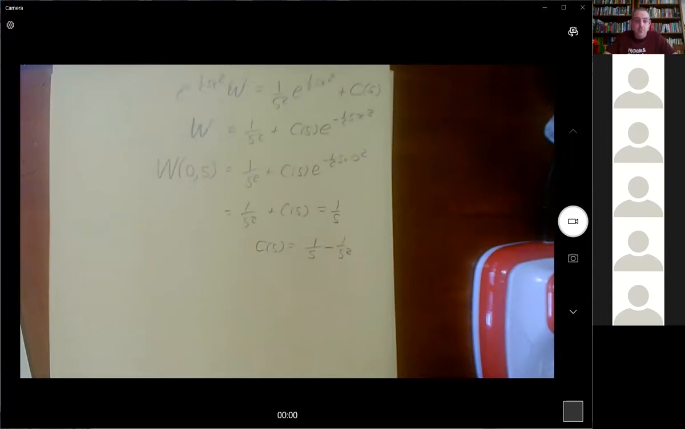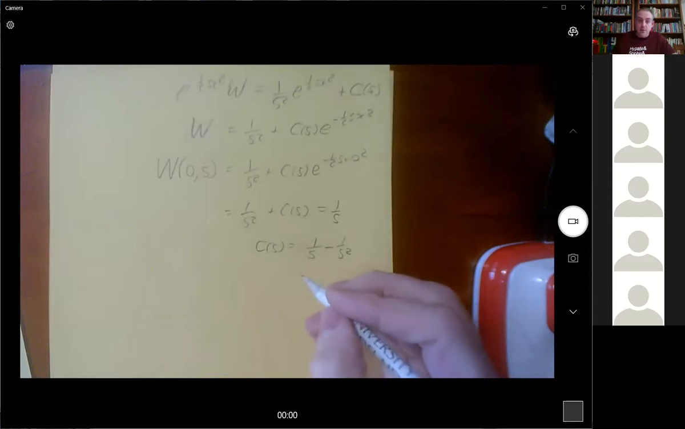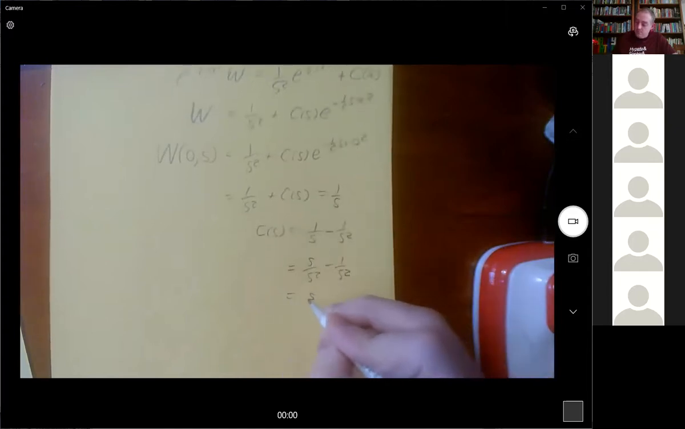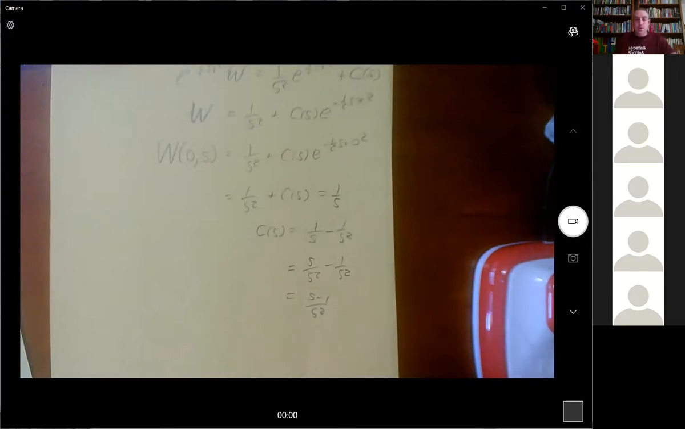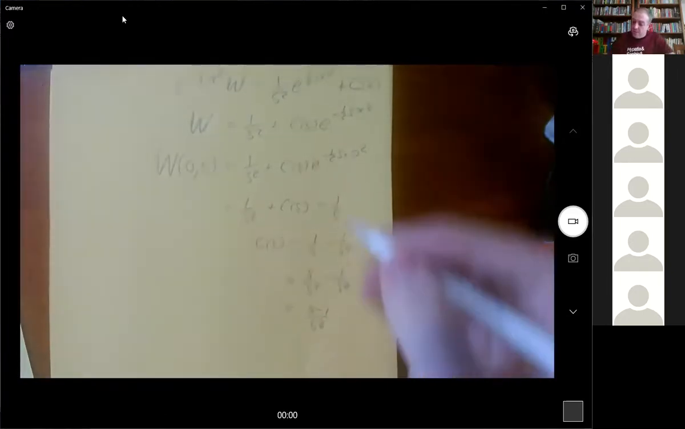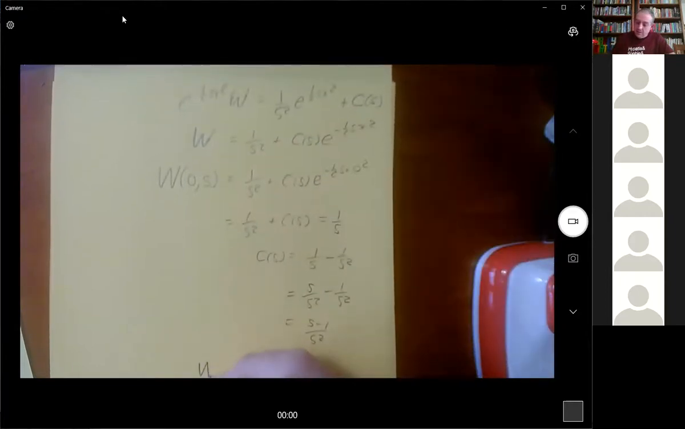I don't really know what to do with that at the moment, but I'm going to maybe put it over a common denominator. So now I know what the C is. I can put that back up here and get that W, capital W, is now 1 over s squared plus s minus 1 over s squared e to the minus half of s x squared.